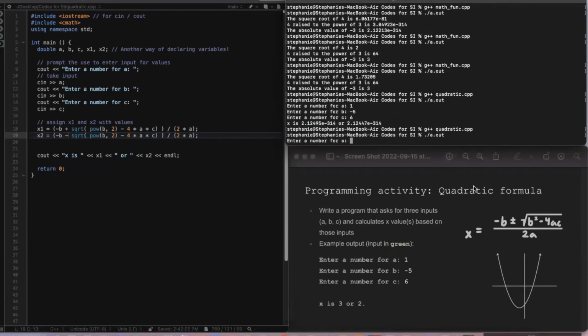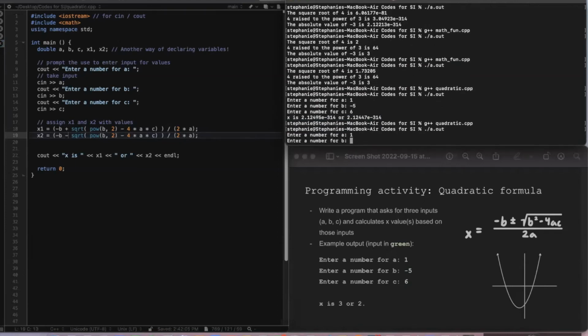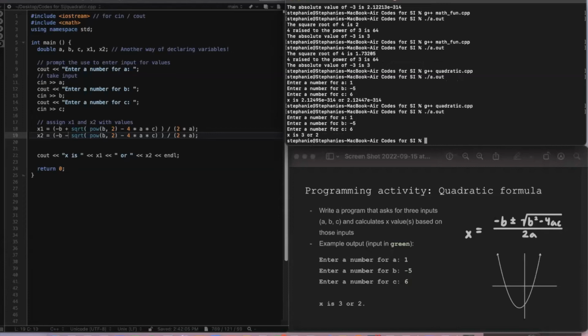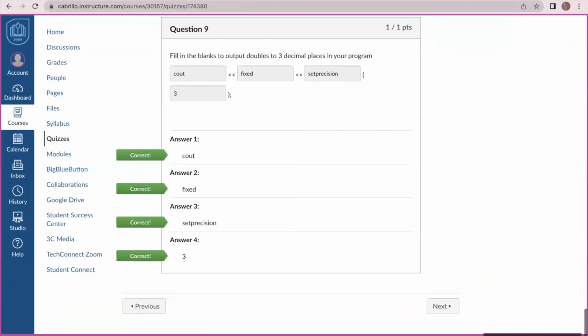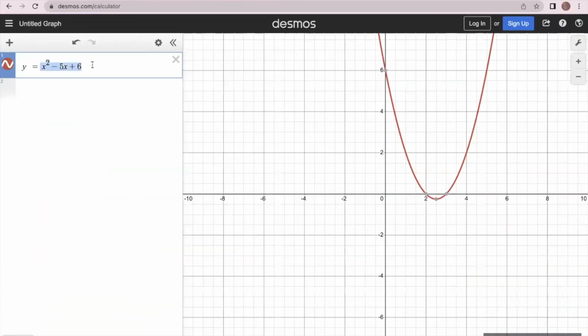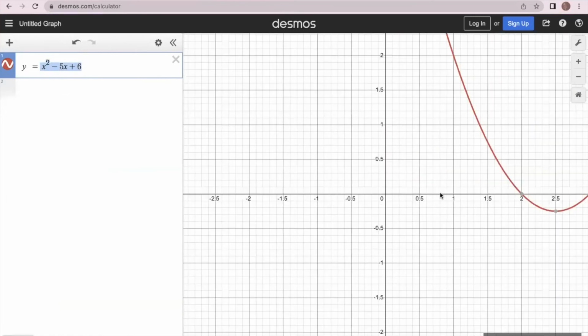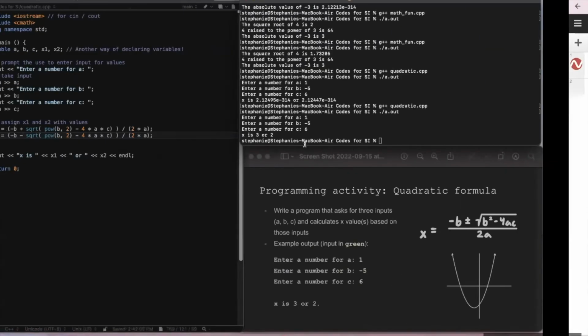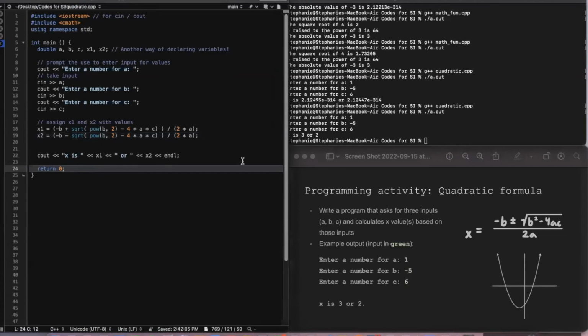Enter number for a. I need to move the chat so I can see what I wrote here. 1, -5, and 6. Please work, please work. There it is. All right. x is either 3 or 2. And previously, I have Desmos up here. This is the exact same equation that we just wrote. I just have it in the standard form. And when I zoom in on the graph, we have a 0 at 2 and a 0 at 3. So this calculator will work when your zeros are non-imaginary. So yeah, that's kind of cool. Any questions on this?